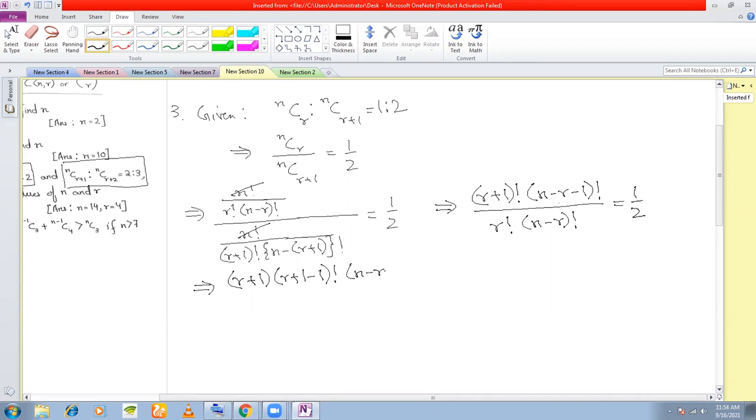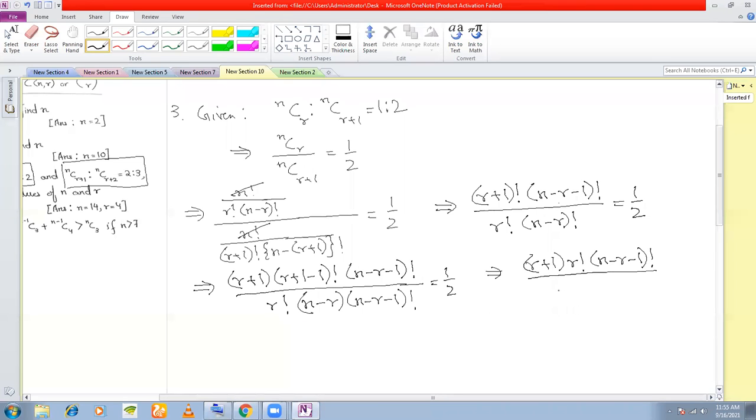And you write (n minus r minus 1) factorial as it is. In the denominator, you have factorial r and factorial (n minus r), which can also be written as (n minus r) into (n minus r minus 1) factorial, is equal to half. That means you are getting (r plus 1) into factorial r into (n minus r minus 1) factorial, divided by factorial r into (n minus r) into (n minus r minus 1) factorial, is equal to half.